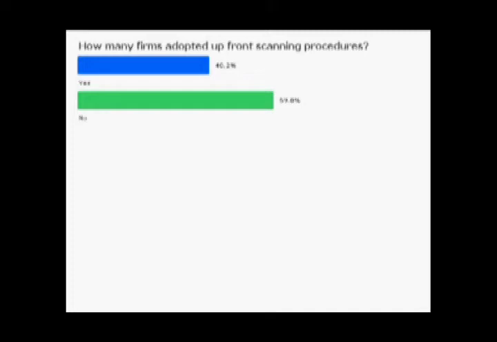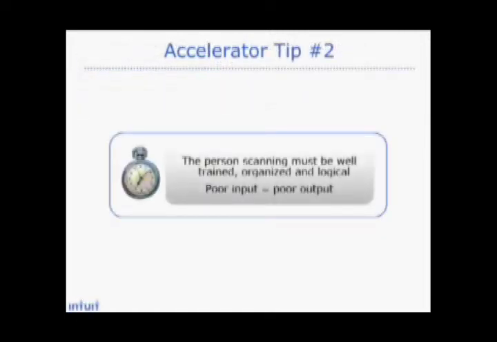Accelerator tip number 2: the person scanning must be well-trained, organized, and logical. Poor input equals poor output. I can tell you that a lot of firms that we visited across the country over the last 3 years will go ahead and hire temporary help, and then the temporary help would be put on the job of scanning in the information. What typically happens there is they don't know what to scan, they don't know how much to scan, and they might overscan, and that might create a situation where it might not be as useful.